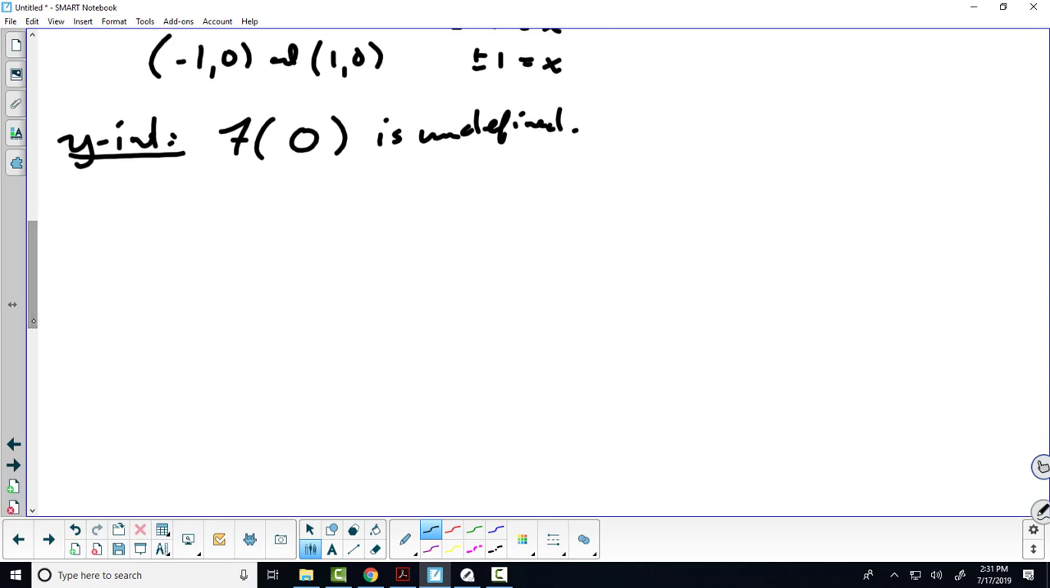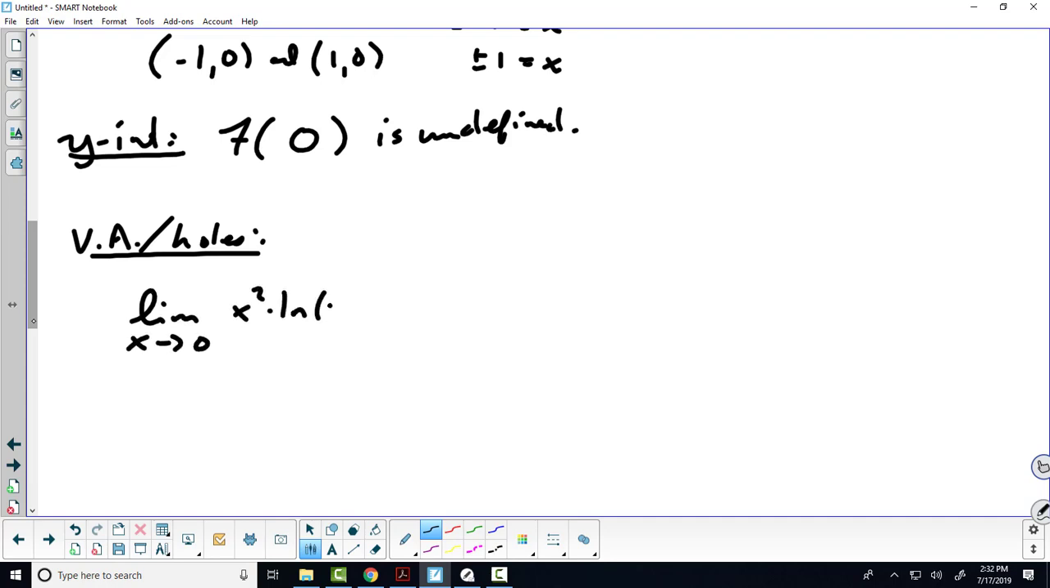Okay, so now we want to look for vertical asymptotes and holes. How do we find vertical asymptotes and holes? Well, we go through and we explore the boundaries of the domain. Well, this function was undefined at x equals 0, so we should explore the limit there. Let's look at the limit as x approaches 0 of x squared natural log of x squared.